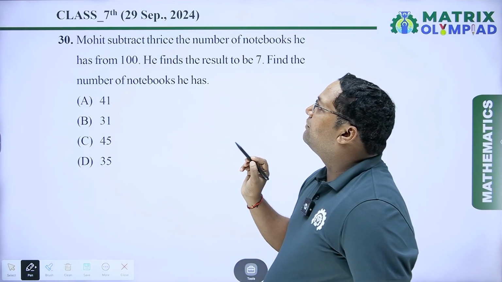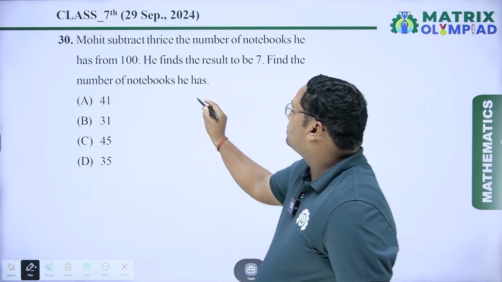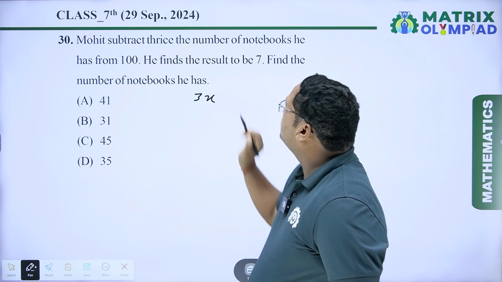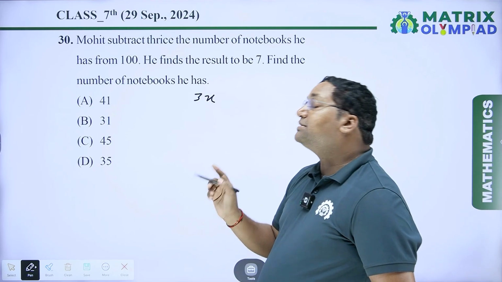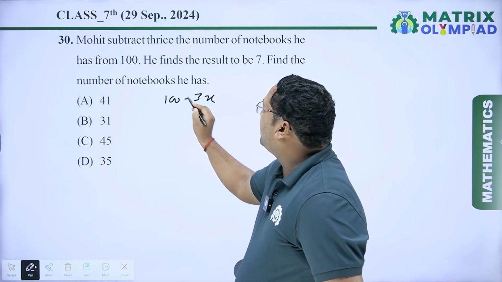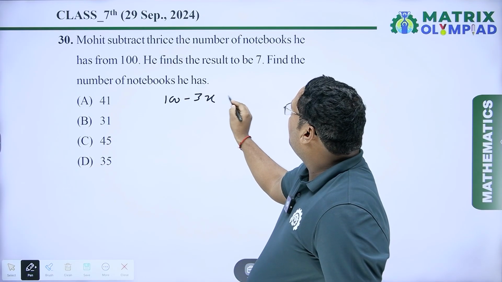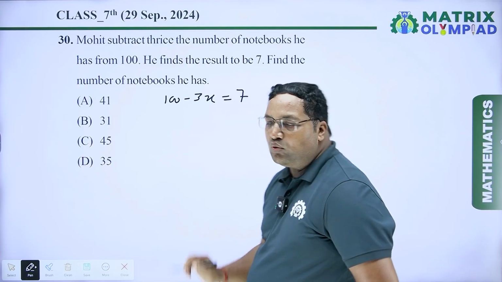So in this question, Mohit subtracts thrice the number. Let's assume the number is x. So thrice the number of notebooks he has is 3x. He subtracts it from 100, so it is 100 minus 3x. And what is the result he finds? The result is 7, so it is equal to 7.